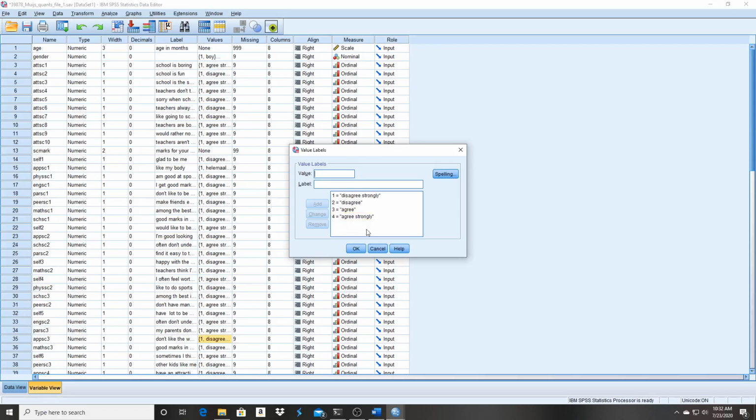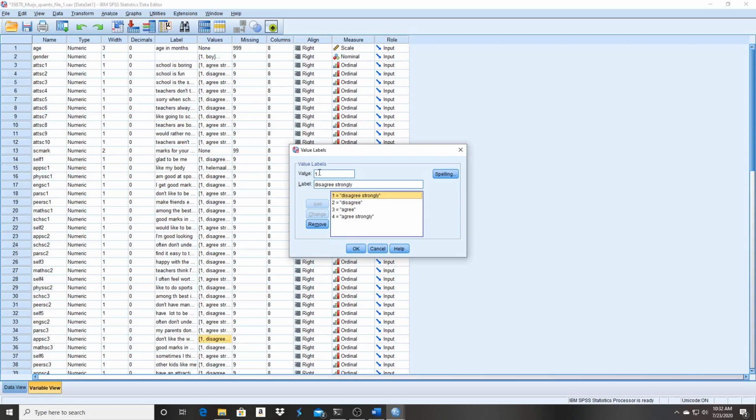Now, if you open up this window and you see that these are backwards, where 1 is agree strongly and 2 is agree, etc., make the change, okay? So 4 should be agree strongly. The way you would do that is if these are wrong, click that number, remove it. Click the next one, remove it. Click the next one, remove it, okay? And then when you add it, these should be blank.